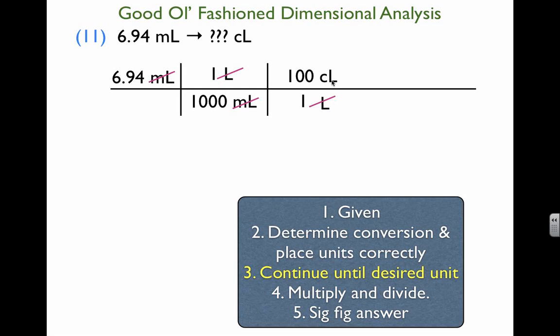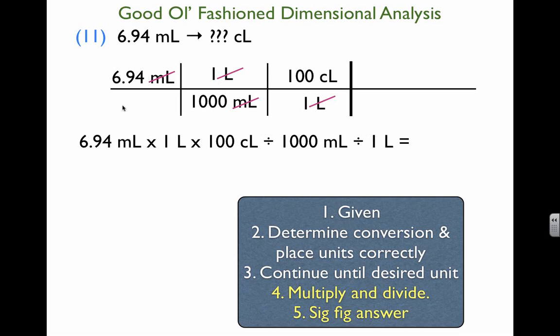So now we're on steps number 4 and 5. And step number 4 is just to multiply and divide. And step 5 is to find our sig fig answer. Multiplying and dividing with this is 6.94 times 1 times 100.